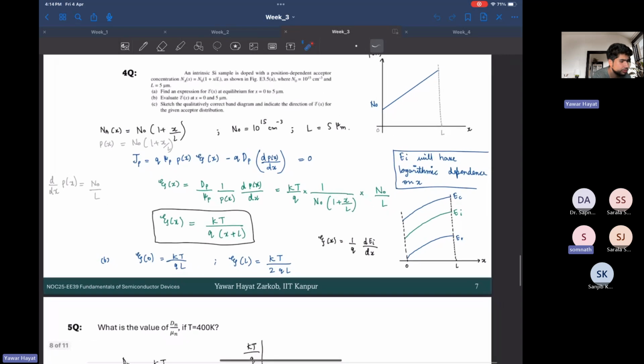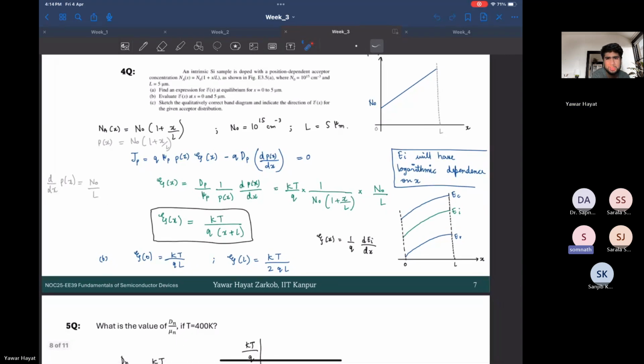Why, sir? Because the material is in equilibrium, JP equals 0, no? Yes, this is valid only in equilibrium, where the total current density is 0. At equilibrium, both your hole and electron current densities are zero. JP and JN are both zero at equilibrium.